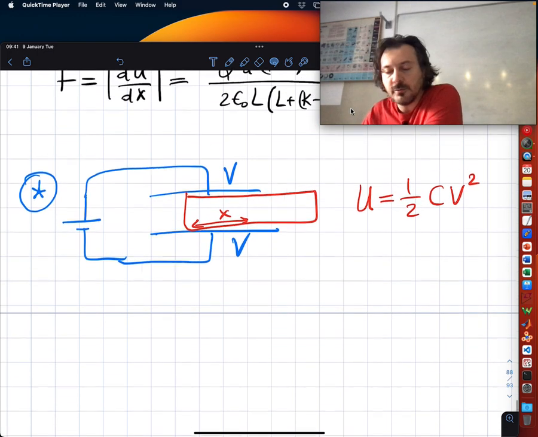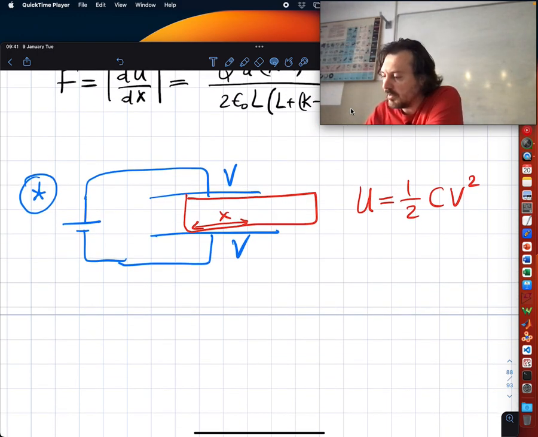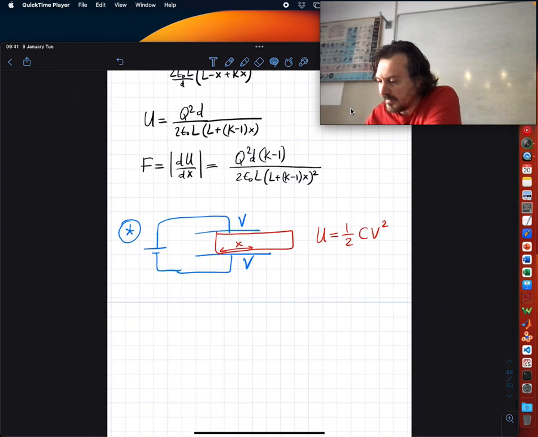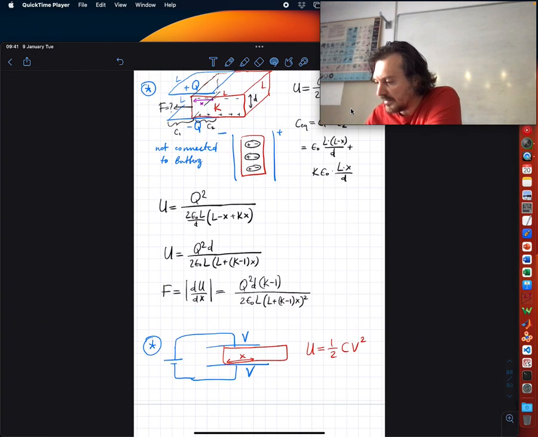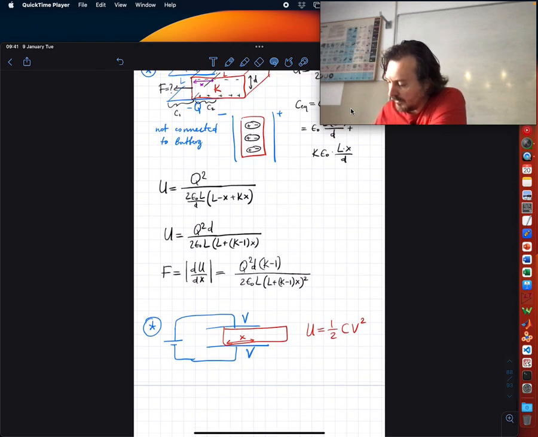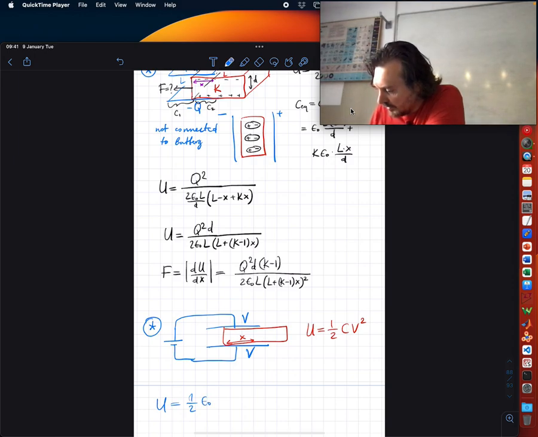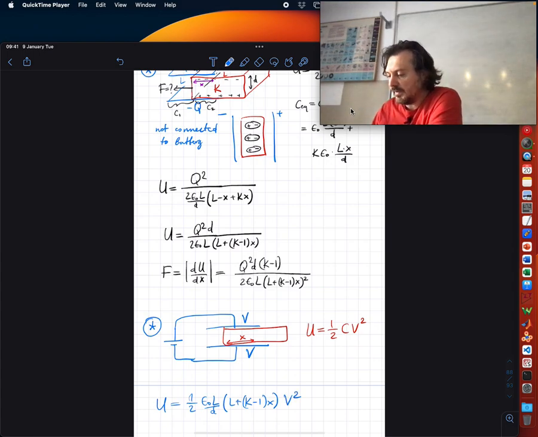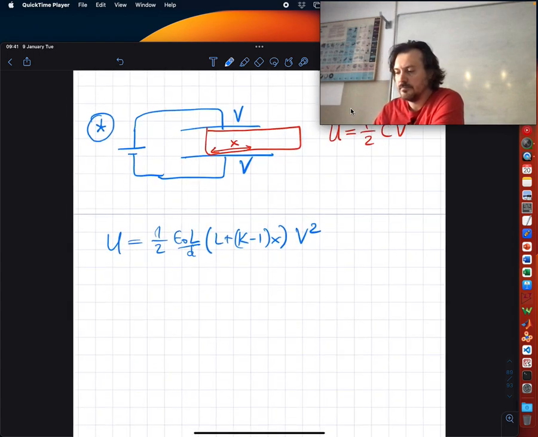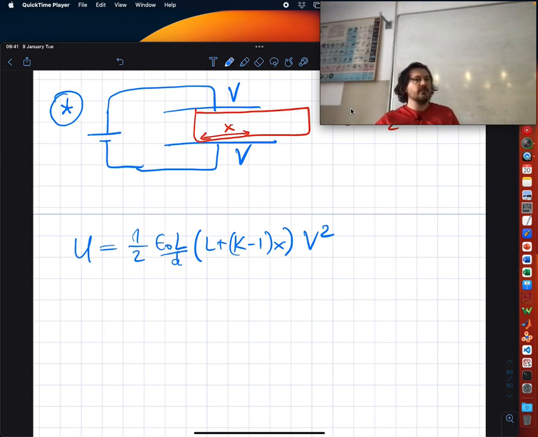This time the energy seems to be increasing, right? Because as you put the dielectric inside, the capacitance will increase. So U will be 1/2 epsilon 0 L over D times L plus K minus 1 X. Do you see that the energy is increasing as x increases? Do you see it? Yes.